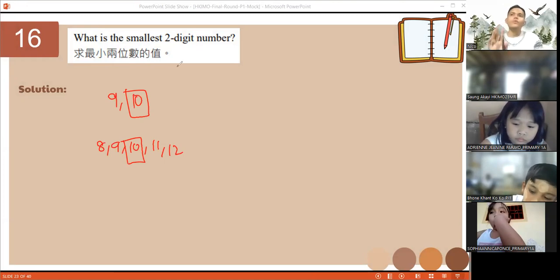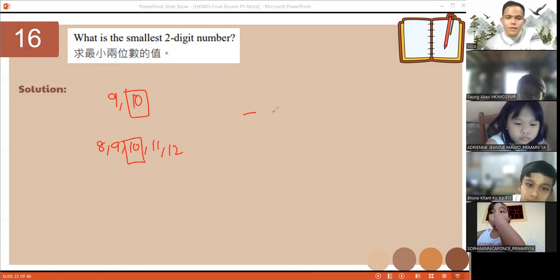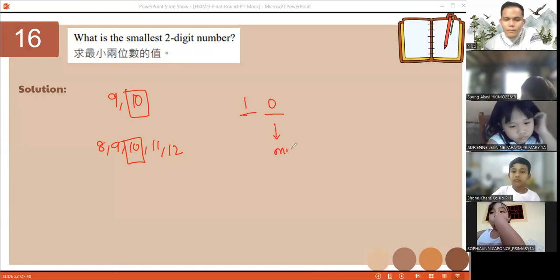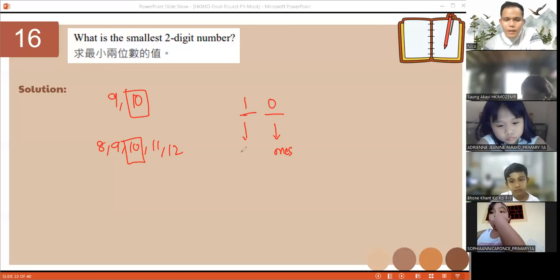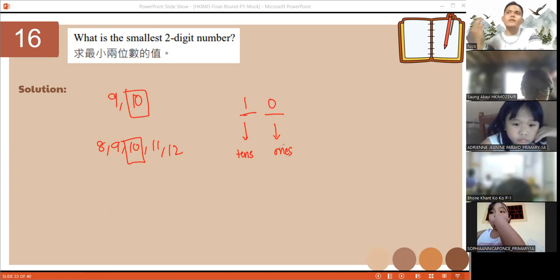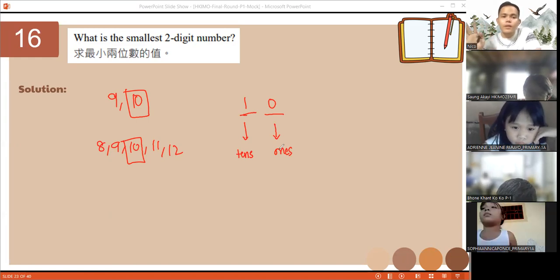So, when you say two-digit number, it's a number that has 2 digits. So, what are the digits? You have the ones digit and the tens digit. So this is your ones digit, and this is your tens digit, right? Okay. So when it's asking for 3 digits, there should be 3 digits in that number, right? It's gonna be the ones, the tens, and then the hundreds.